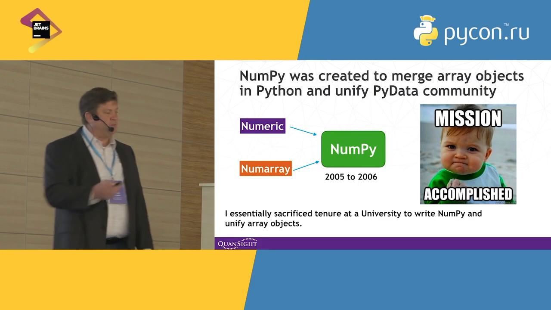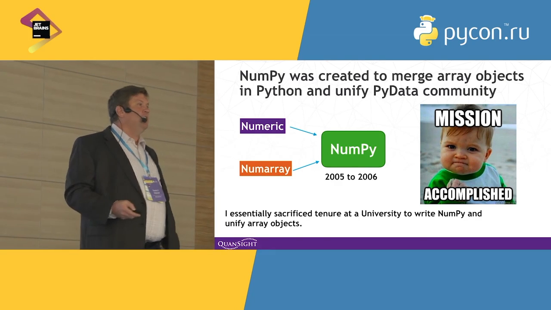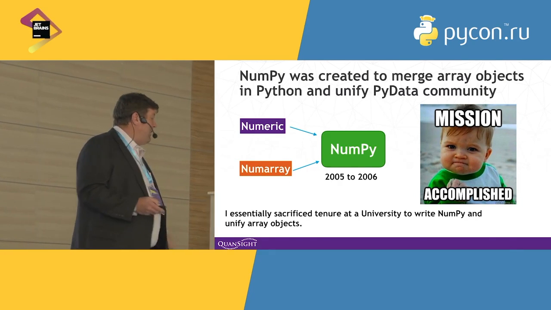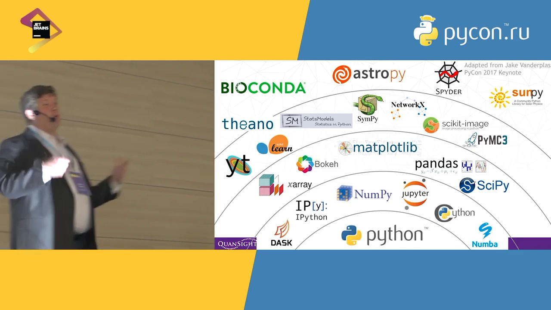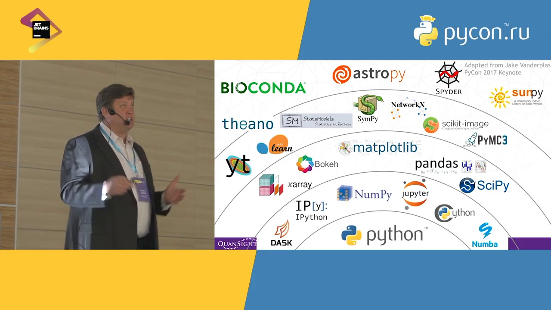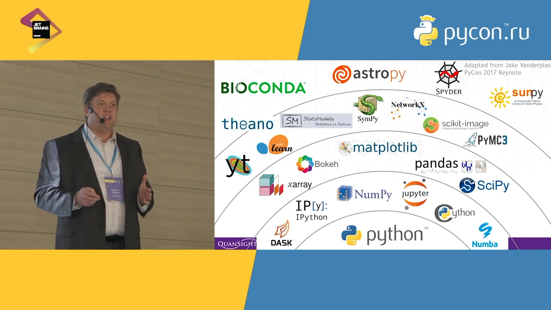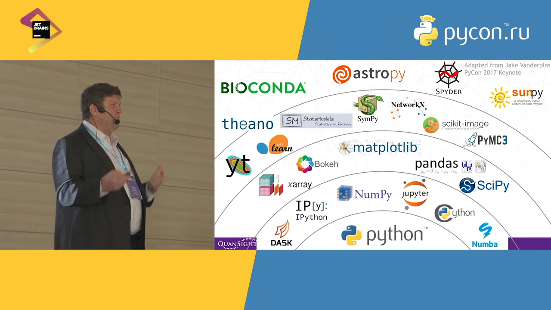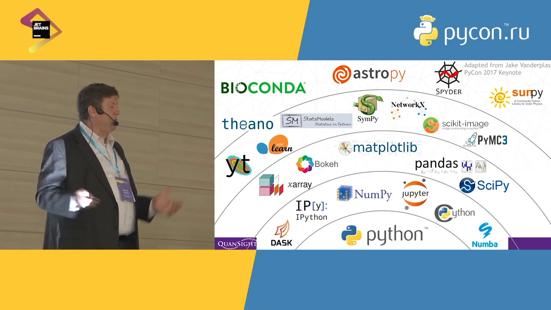So NumPy was created to merge these array objects. Took a few years. Finally, the whole community unified and joined, and you ended up with this enormous community of people using Python and NumPy, kind of a common array object. It actually completely surpassed my expectations. I knew I wanted to kind of help unify the community, but there was such a latent demand for it that it just exploded once this was there.